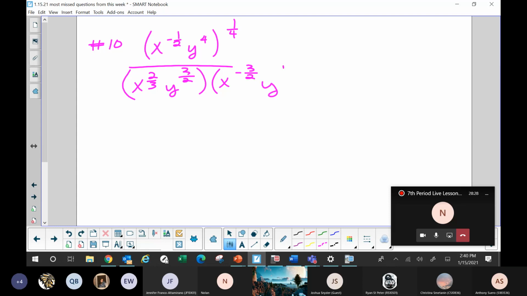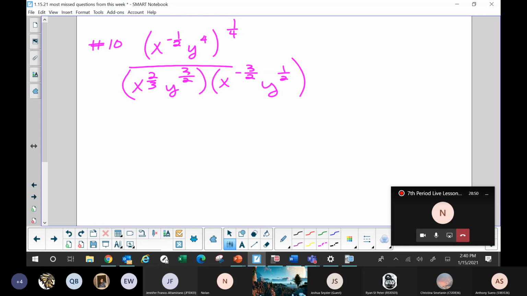I will say that I noticed some of you probably used Photomath on this. I'll just go ahead and put that out there. If you're going to use Photomath, use it to check your work. Don't use it just to do your work for you. Use it as kind of a way to check yourself.